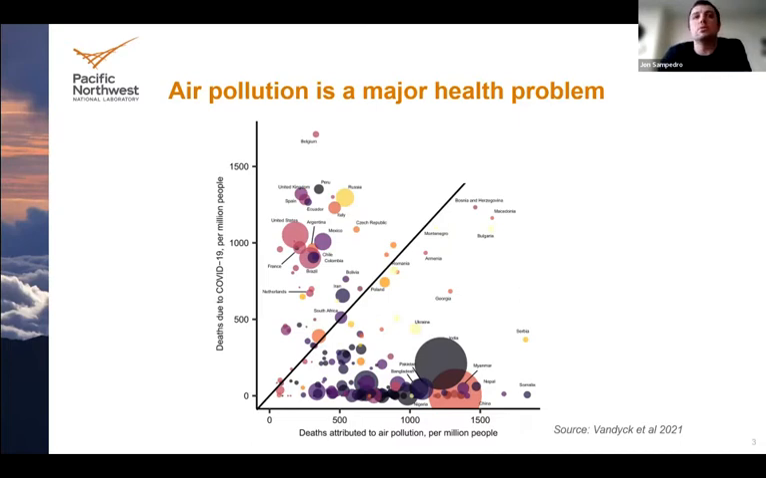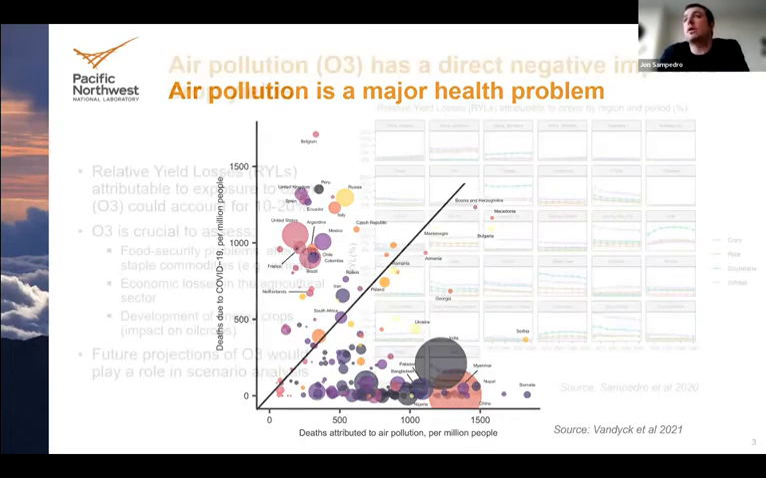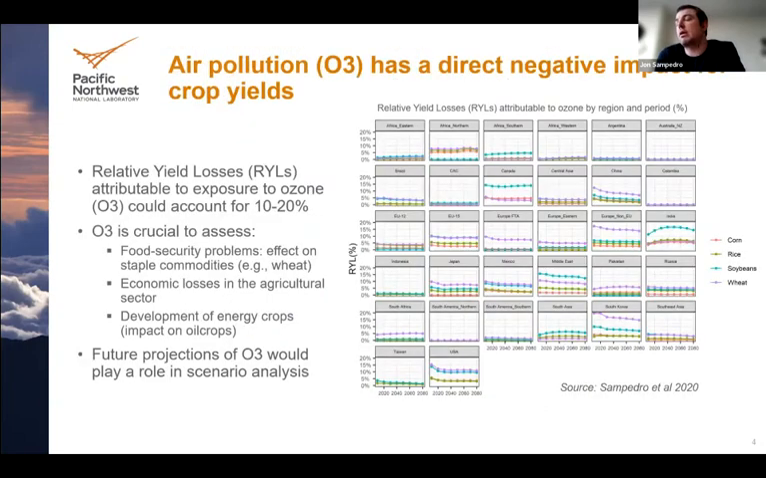I think that is a good illustrative example to show the importance of air pollution in terms of human health, right? And on the other hand, apart from being an important factor for human health, we know that air pollution, through the concentration of tropospheric ozone, also has a direct negative impact on crop yields, right? And you can see a figure from a paper that we published last year, where we estimated the relative yield loss attributable to ozone exposure for different regions and periods and for different crops, right? You can see on the figure that these relative yield losses could account for 10 to 20% in different countries and periods.